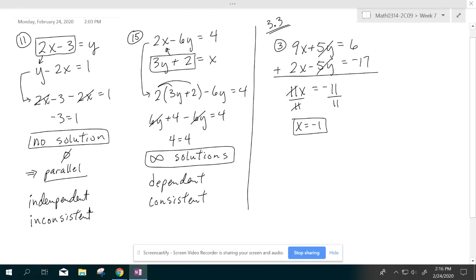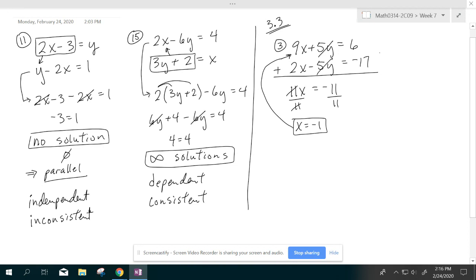Now, I know x. What do I need? I need y. So we're going to take this x back up here, and you're going to have to choose which equation to plug into. Do you want to plug that negative 1 into the 9x or the 2x? Top or bottom? I heard some people say bottom, and then you said top. You know what? It's a personal preference. You can go top or bottom either way. I'm going to go top.